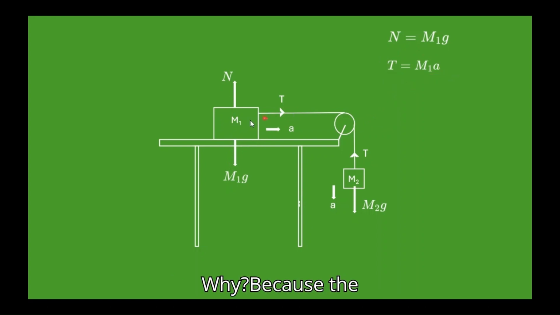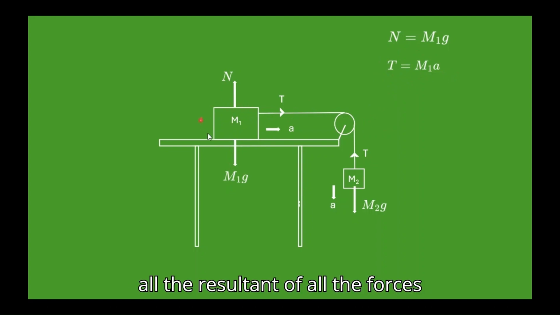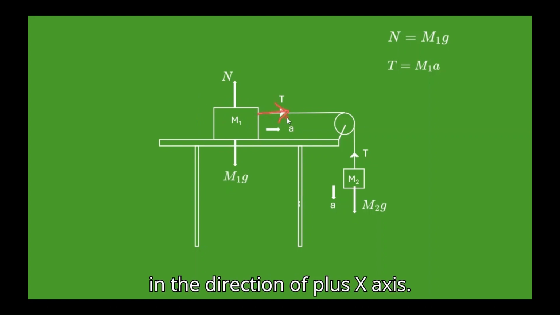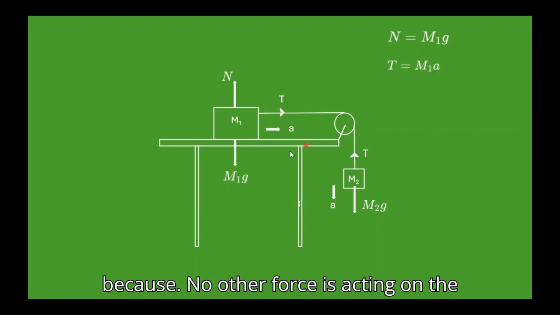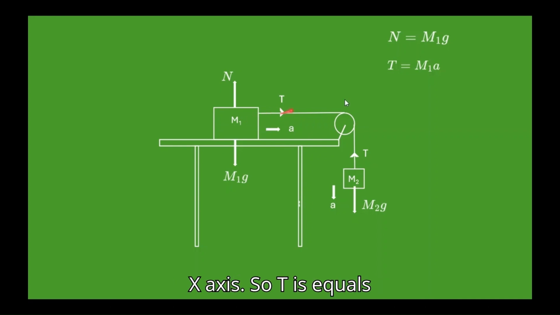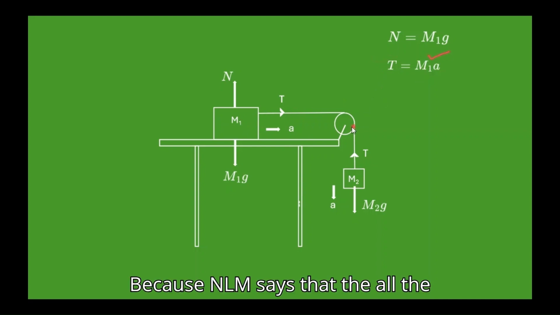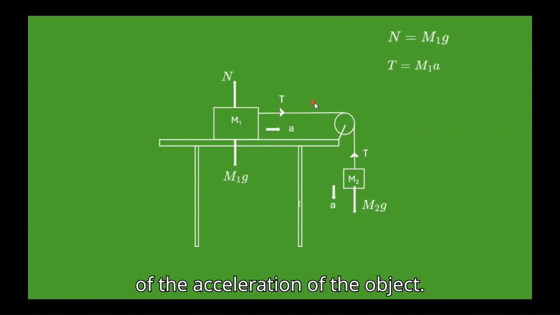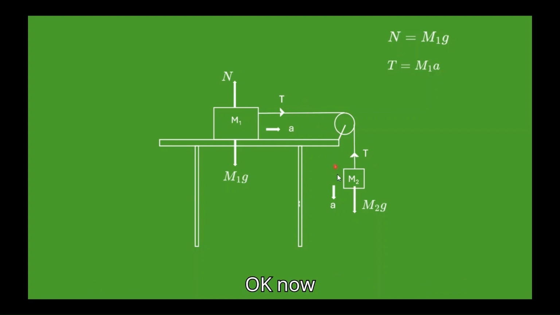The next equation on block m1 is T equals m1a. Why? Because the resultant of all the forces in the horizontal direction on block m1 is only T, which is in the direction of the plus x-axis. So the resultant is T itself here, because no other force is acting on the x-axis. So T is equal to m1a, because Newton's law of motion says that the resultant force must equal the mass times the acceleration of the object.